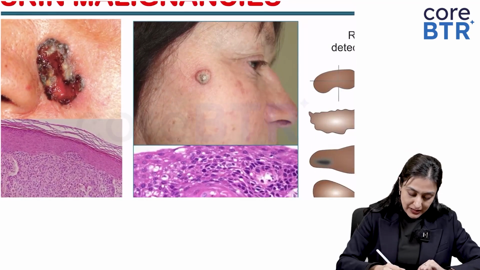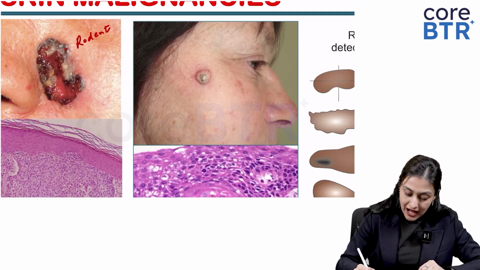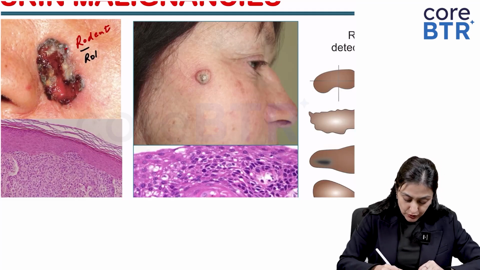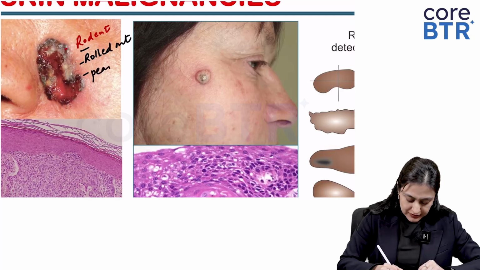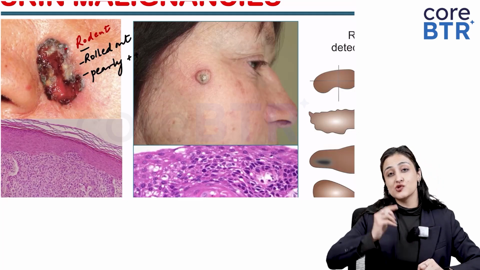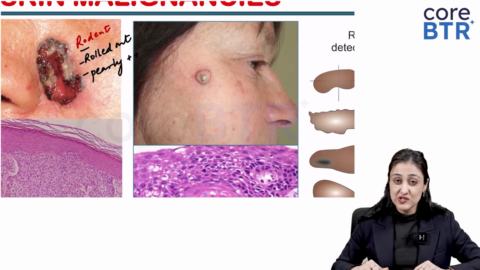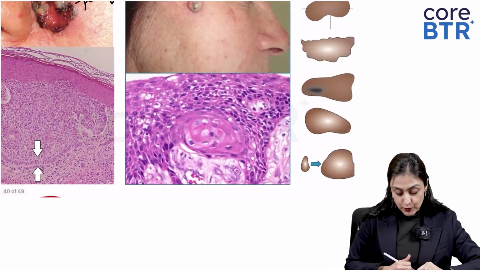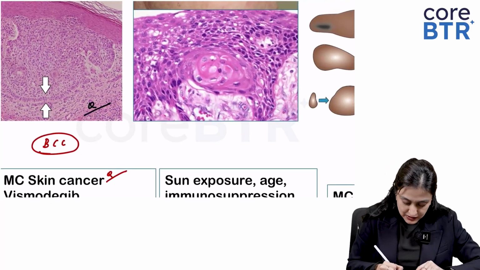You will see this margin. This is also called a rodent ulcer. From RO, you can remember rolled out margins, and you can remember pearly edges. So it has pearly edges, rolled out margins, very well defined lesions around the face, photo exposed areas, and this is also a previous year question.